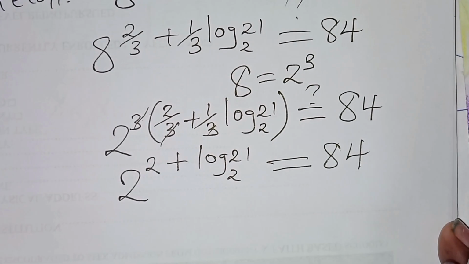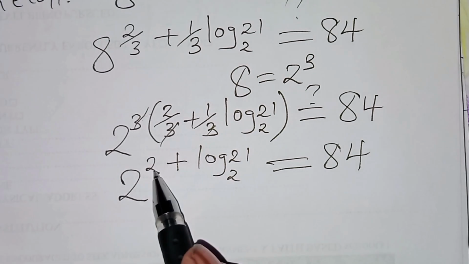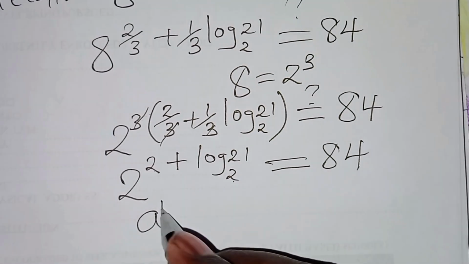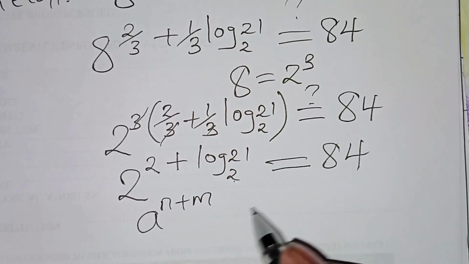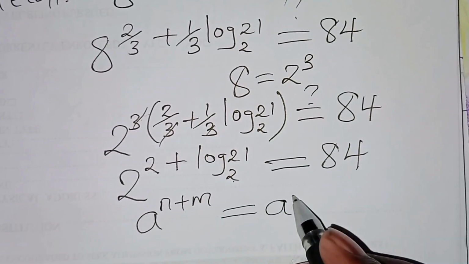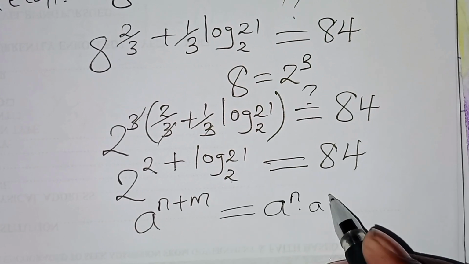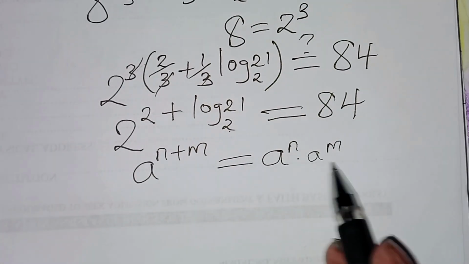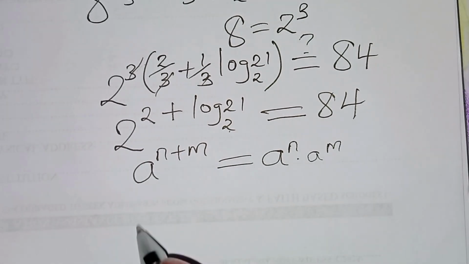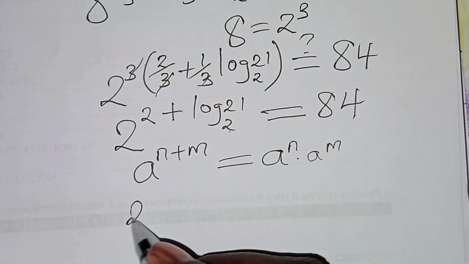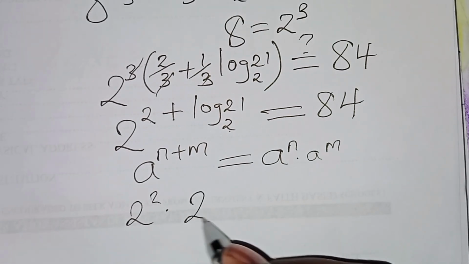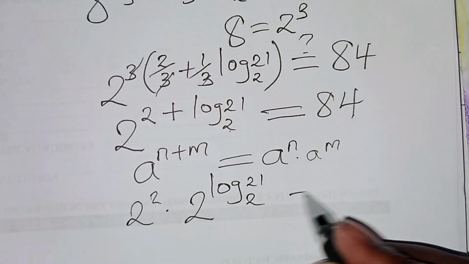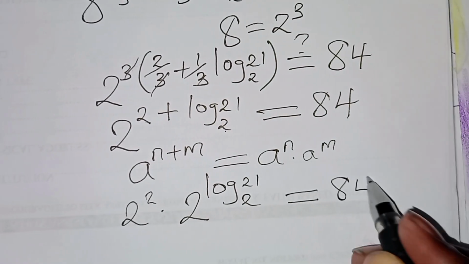The next step here, we have that 2 to the power 2 plus log 21 to base 2. This is actually in the form of 2 to the power n plus m, which we can express as 2 to the power n times 2 to the power m. So applying this exponent property, we'll have 2 to the power 2 multiplied by 2 to the power log 21 to base 2. This should give us a value of 84.